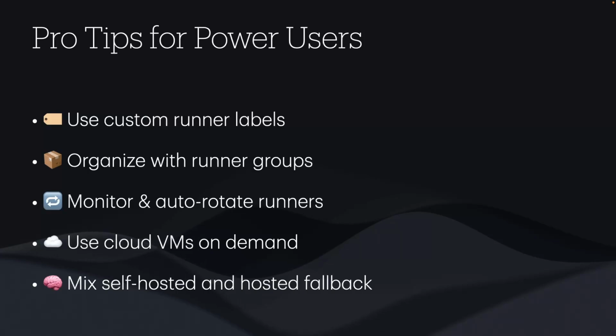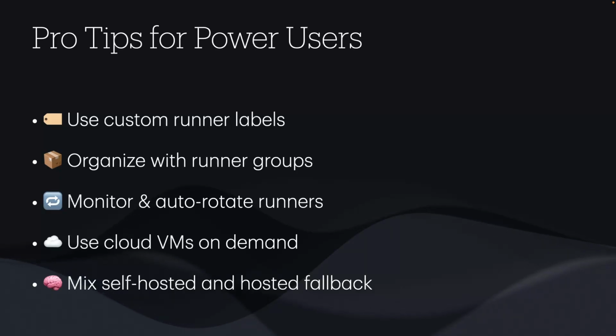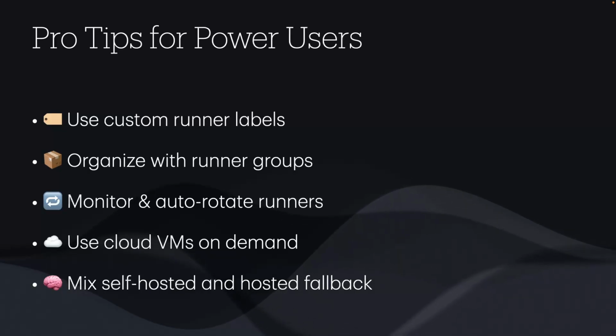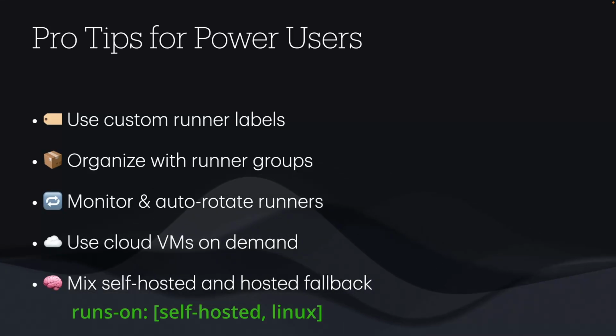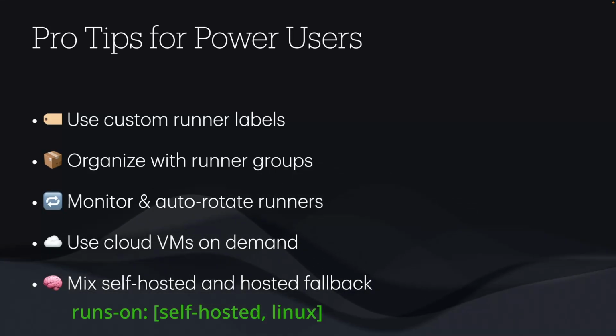Now let's go a level deeper with some advanced tips. So you should use custom labels to target specific machines for specific jobs. For example, runner, GPU, staging, etc. You can organize runners by teams or projects and apply access rules. You can use runs-on: self-hosted, linux in your workflow to let GitHub fall back to hosted runners if no self-hosted runner is available.